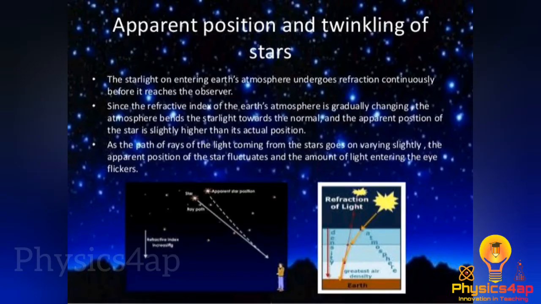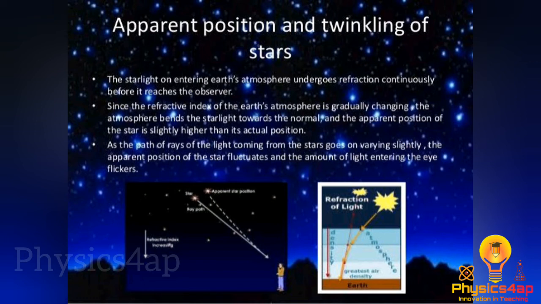Then there is the apparent position and twinkling of the stars; we see the stars twinkling at night. That is also due to atmospheric refraction, as the refractive index of the earth's atmosphere is gradually changing due to the atmospheric gases. So it bends, and the straight line coming from the stars moves away from one point to another point. It appears to be coming from another place. So the apparent position of the star is slightly higher than its actual position.